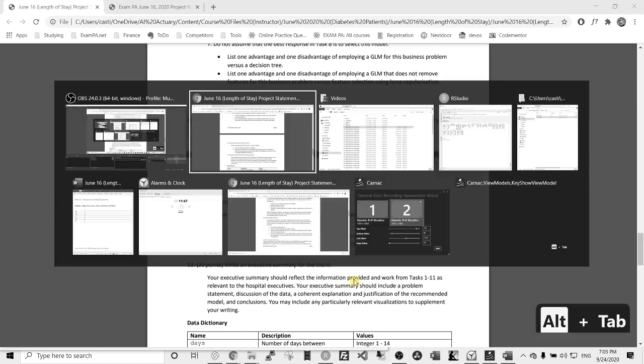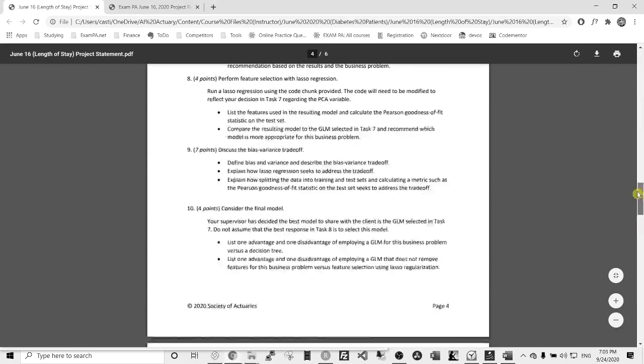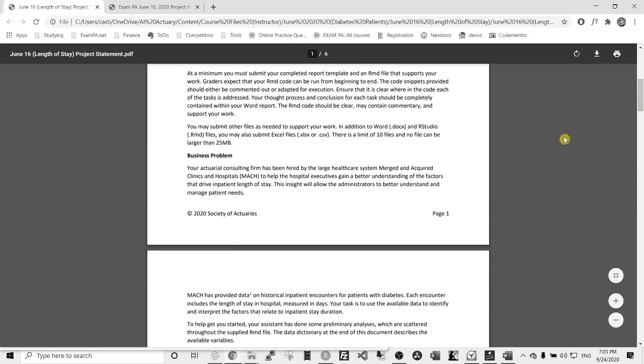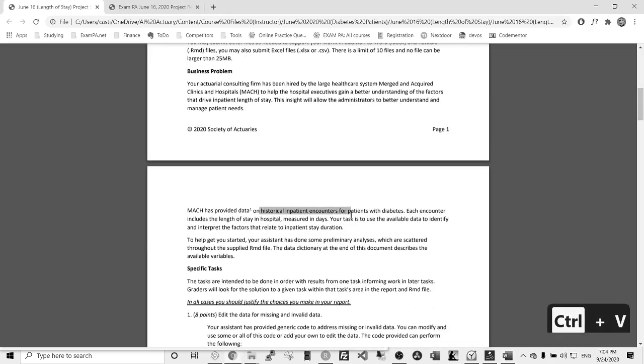To avoid brain fog and writer's block, you may benefit from using an acronym, ROIDS. This stands for Reader, Objective, Issue, Data, and Summary. The reader, in this case, is the audience, the person who will be reading your report. The project statement will tell you that this is merged and acquired clinics and hospitals. The objective is to help executives gain a better understanding. And the issue is the drivers of patient length of stays.